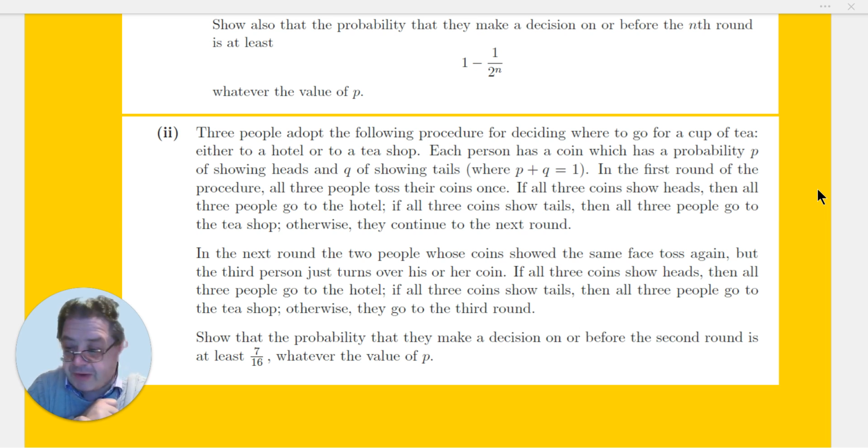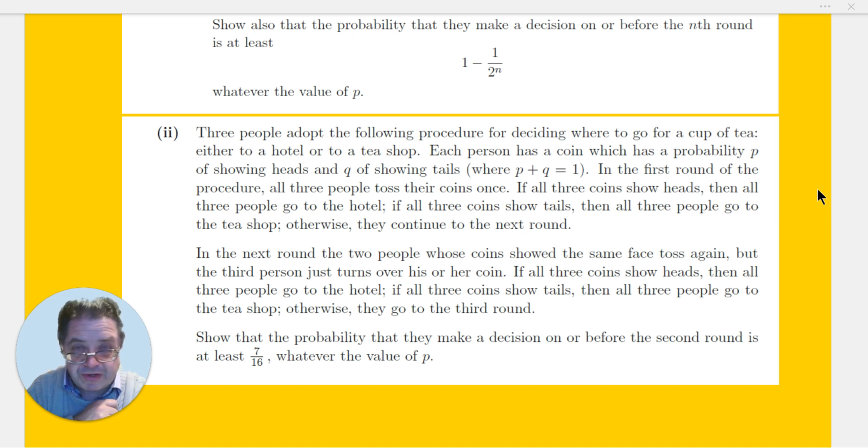If all 3 show heads, they go to the hotel. If they all show tails, they go to the tea shop. Otherwise, we continue to the next round. Now, if they continue to the next round, either we've got 2 heads and a tail, or 2 tails and a head. So what happens in this case is, the 2 who have the same face toss again, but the third person just turns over his or her coin.